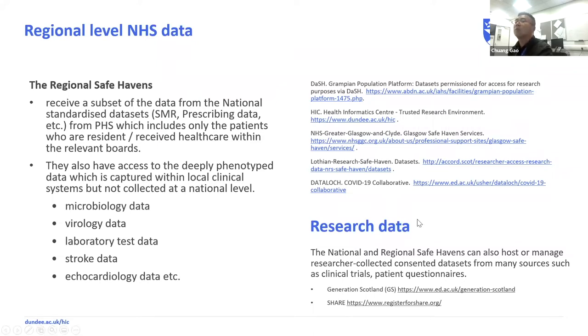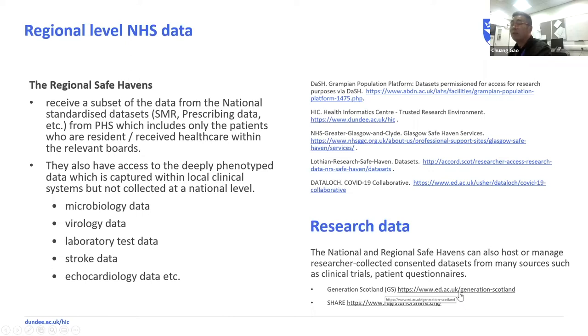And also the research data. The previous national level and regional level data are all NHS data, so they are generated during the daily running of the NHS. The initial purpose of the data is healthcare. The research use of it is called secondary use of those data. Research data, however, is still health data, but it is specifically collected for research purposes. Generally speaking, research data will be of better quality and covers some specific information that is not available in the general NHS routine data. Two good examples of research data are Generation Scotland. This is a big project that has been running for almost a decade.